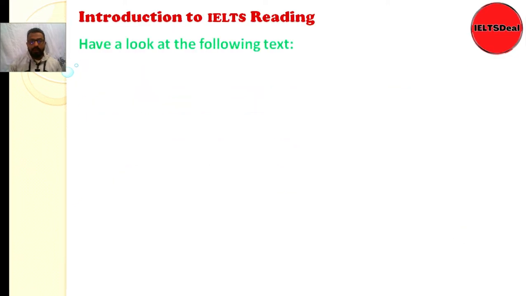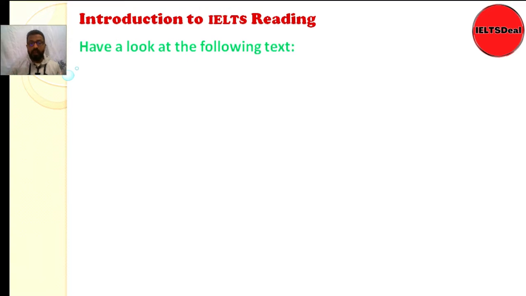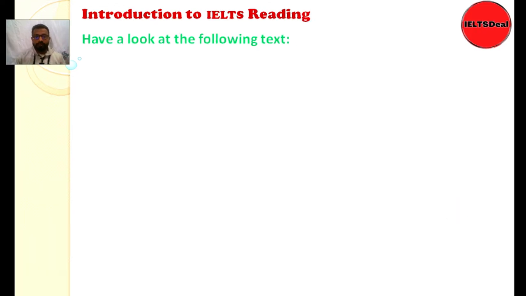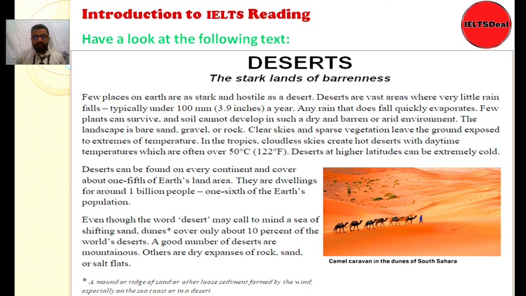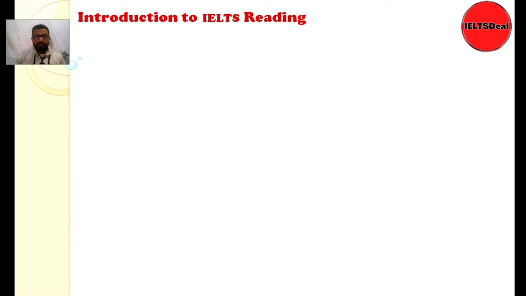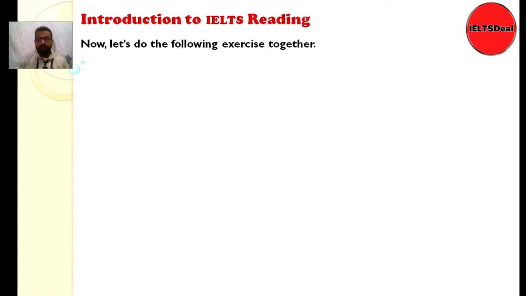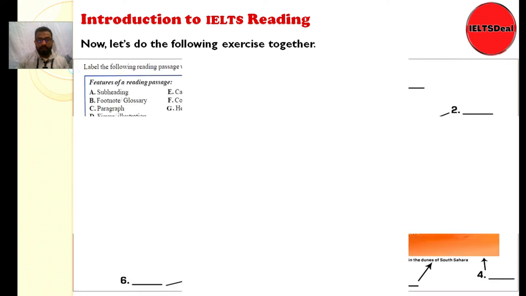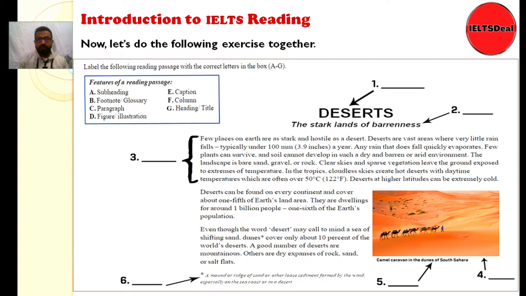I want you to look at the following text first, but I don't want you to read it. Just have an overview of whatever appears in front of you, and don't read any of the text. As you can see, we find a text with all its features here. I want you to name those features. You have had a look at the text, so now let's see if you can do this exercise with me.